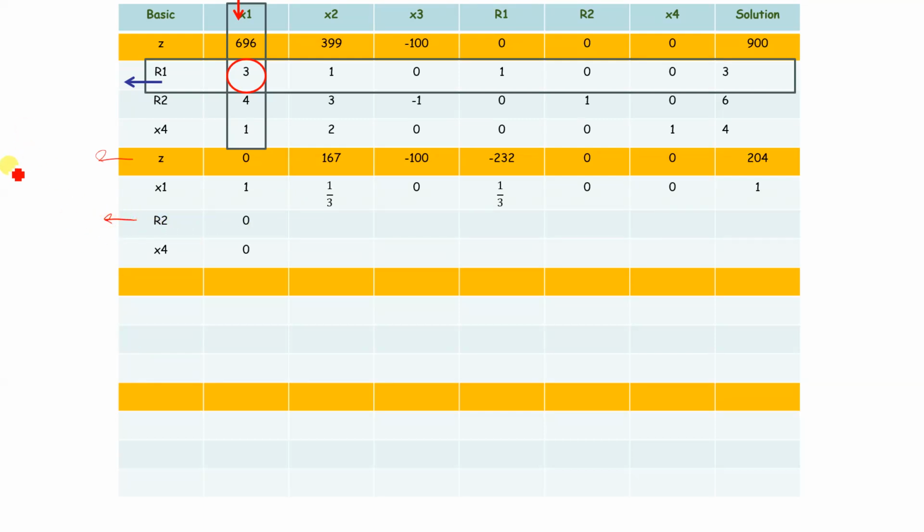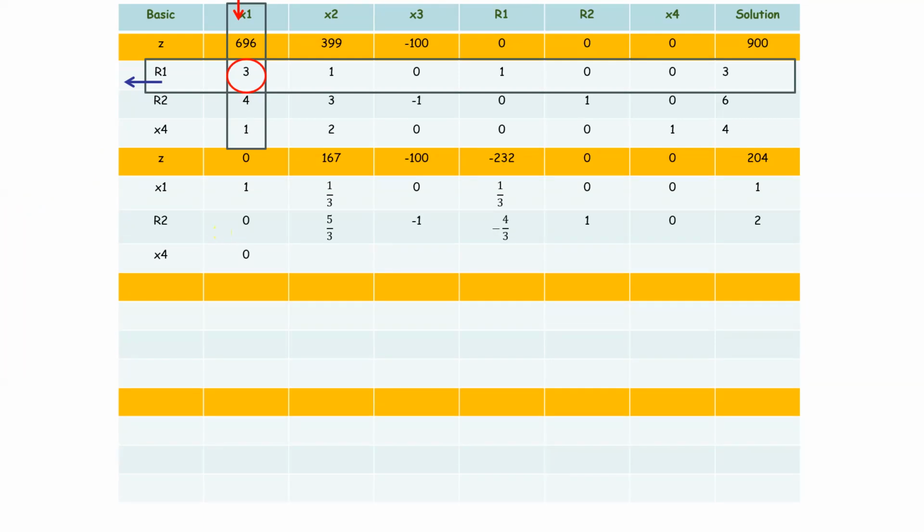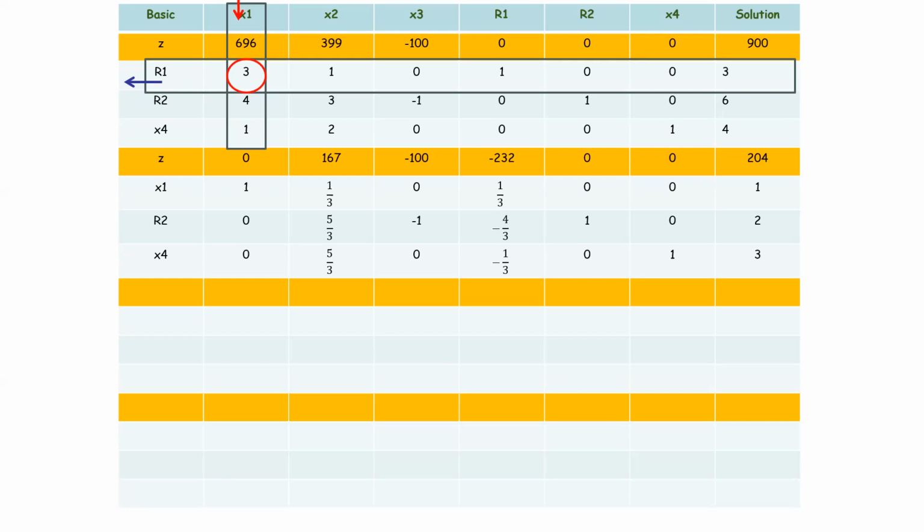In the case of R2, we have 4 here and we have to make it 0. So row R2 minus row x1, this pivot row, and we have to multiply this by 4 so that we get 0 here. So this is the new R2 row, and similarly we have the new x4 row.